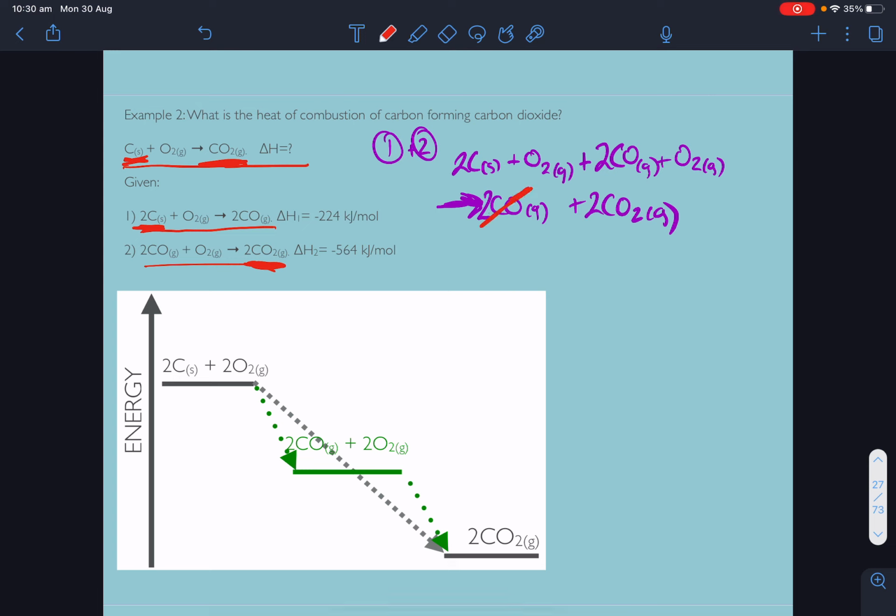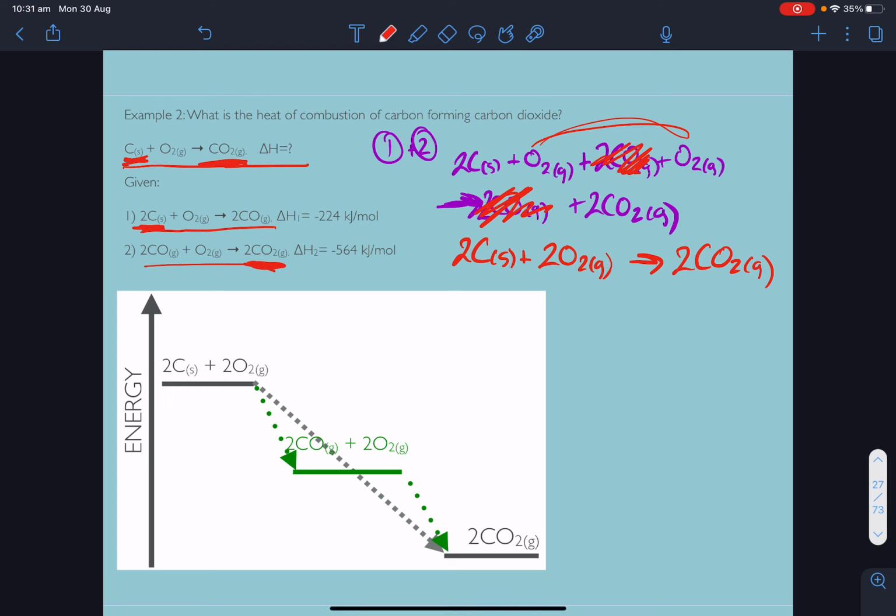Okay, so 2 carbon monoxides and 2 carbon monoxides. And what do I get? 2 carbons plus 2 O2s, because I had the 2 there, giving me 2 CO2. Compare this to the original. Well, it is the original, but it's 2 times it. So what I'm going to do is divide it all by 2, and I'm going to get carbon solid plus O2 gas going to carbon dioxide gas. Yep, which is the equation that I'm looking for.